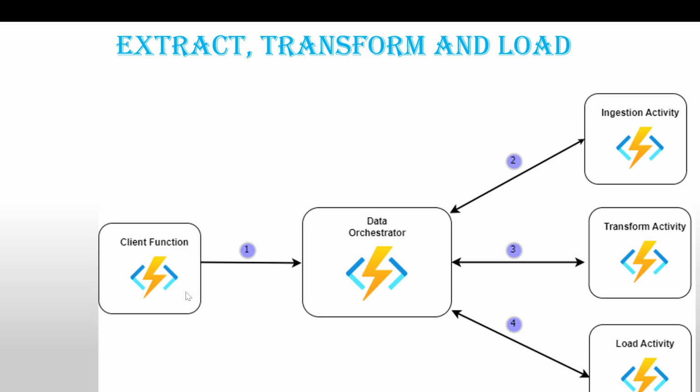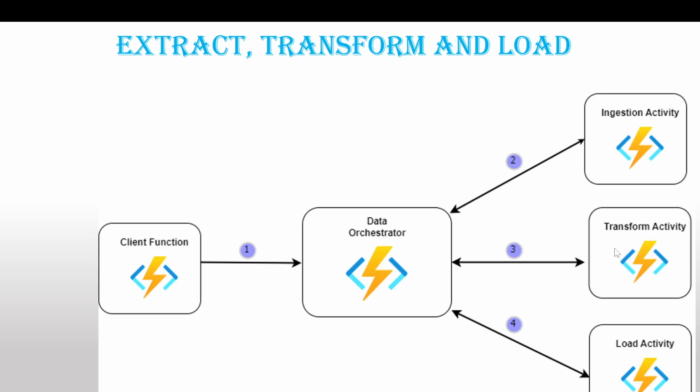First is the client function. The client function will invoke the orchestrator function. This we are calling a data orchestrator. This data orchestrator invokes the ingestion activity. Ingestion is like fetching the data from the CSV file. It ingests the data and passes that output to the orchestrator. The orchestrator function will pass the output of the ingestion activity to the next activity, that is the transform activity. So this is what I was saying: the ingestion activity output is the input for the transform activity.